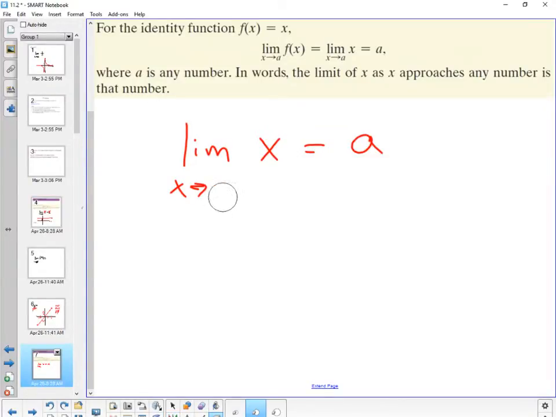So what would be the limit of this function as x approaches 2? What about the square root of 2? Square root of 2. Good.